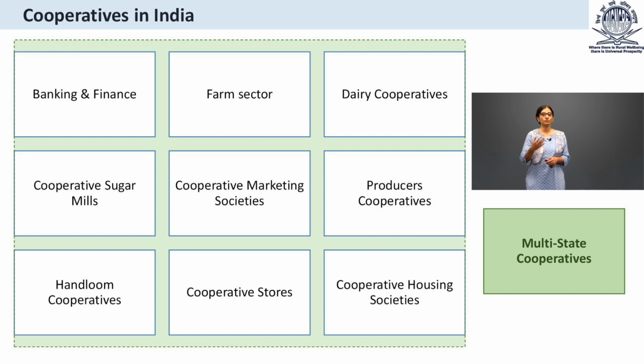There are also handloom societies like APCO, that's the AP Handloom Weaver Cooperative, or Boinika, which is the Odisha Handloom Cooperative, or Haryana Handloom, etc. And these are examples of producers' cooperative societies.